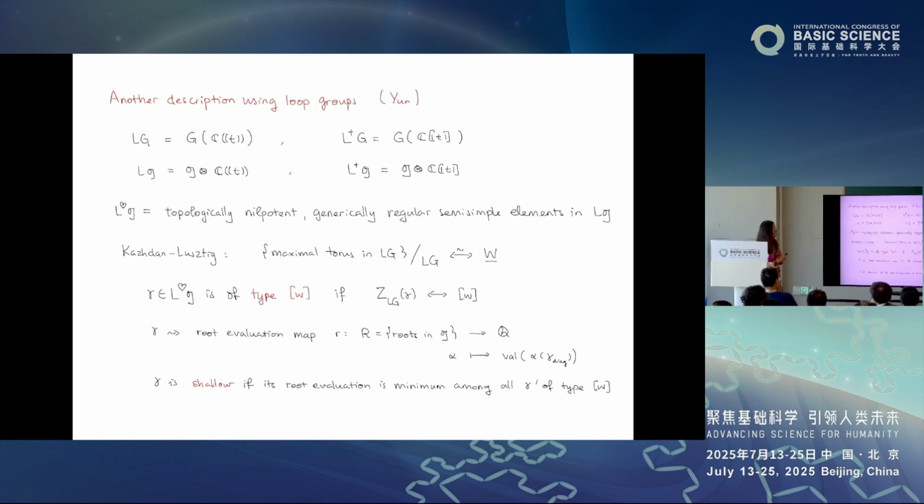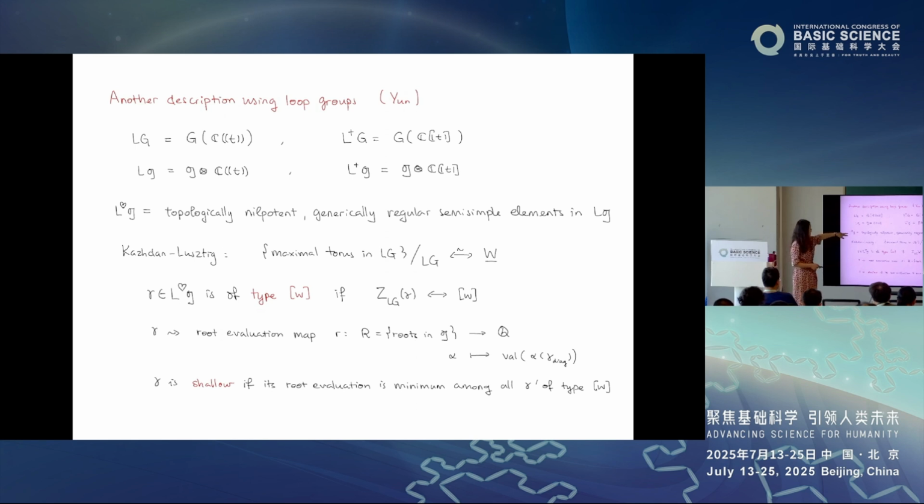So we consider a loop group for G. So LG is G. You take the C points of this loop group, which is the C double parenthesis T points of the group G, and then you have some positive loops L plus G, which corresponds to taking points in C with formal power series. And then you have their Lie algebras, which I denote by LG and L plus G.